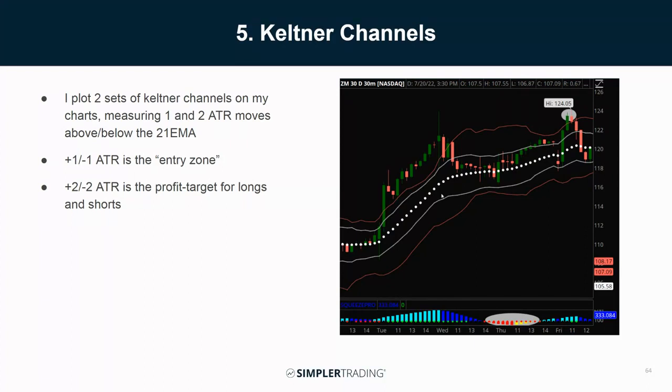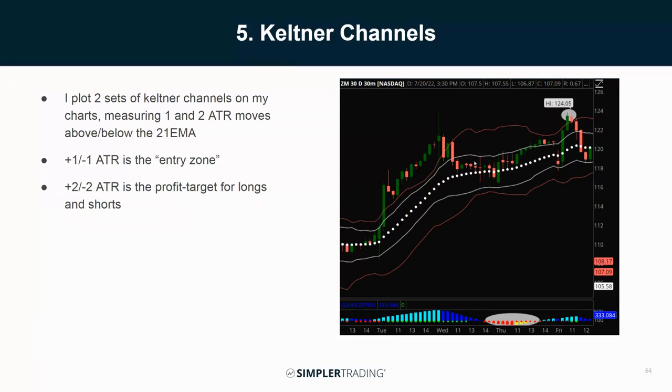So lessons learned. But anyways, as far as the Keltner channels here, on my charts, we plot two sets of Keltner channels, right? The gray and the red. And what these measure are average true range moves above and below our 21 EMA, our launching pad. So the average true range, that's the average move the stock has been making over the last 14-day period.